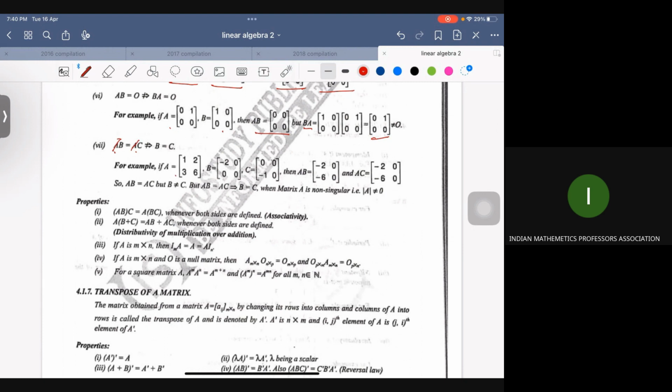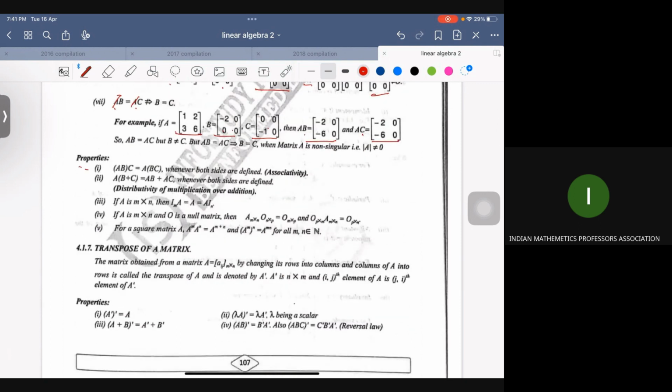For example, A is a matrix, B is this matrix, C is this matrix. AB by matrix multiplication we will get like this, and AC we will get like this. Here AB is equal to AC, which does not mean B is equal to C. B is not equal to C.